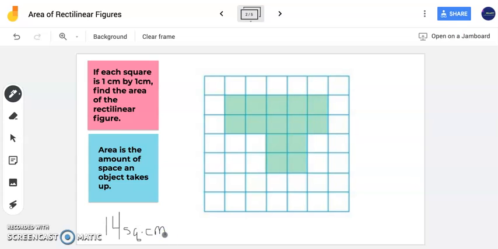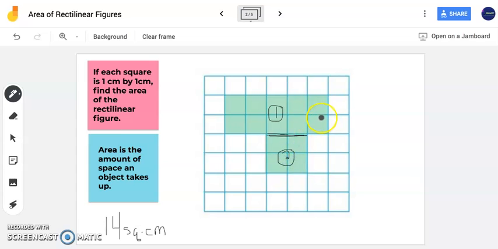Now, in examples like this, you can count each square. But if you don't want to count each square, I'm going to show you another method. Now, as we first identified, we see a rectangle here and a square here. What I like to do is separate the two shapes. So notice I'm drawing a line separating my two shapes that I have. And I'm going to label this as figure 1, and I'm going to label this as figure 2.